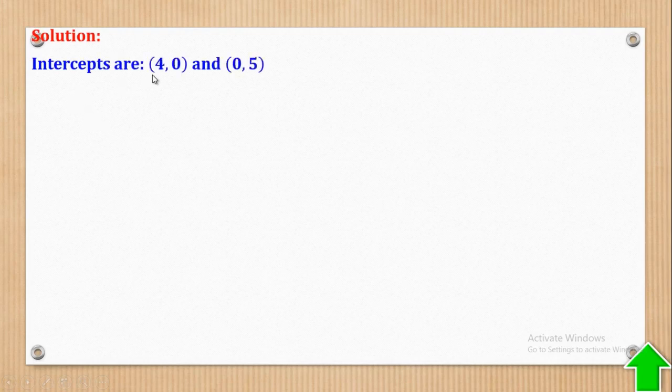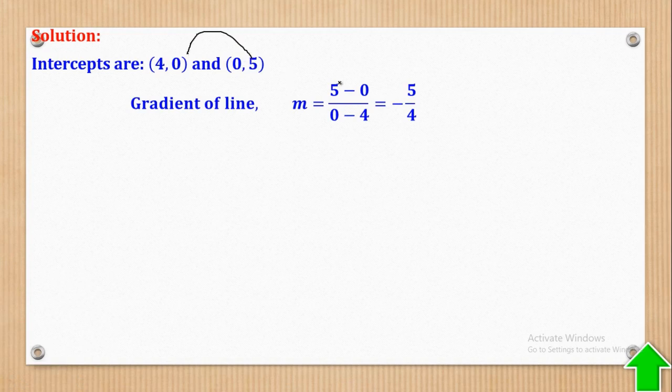So you come and say that the intercepts are 4, 0 and 0, 5. Therefore, the gradient will be change in y over change in x. So change in y will be 5 minus 0, which is this. Then 0 minus 4, which is that. In the end, I'll come up with negative 5 over 4.